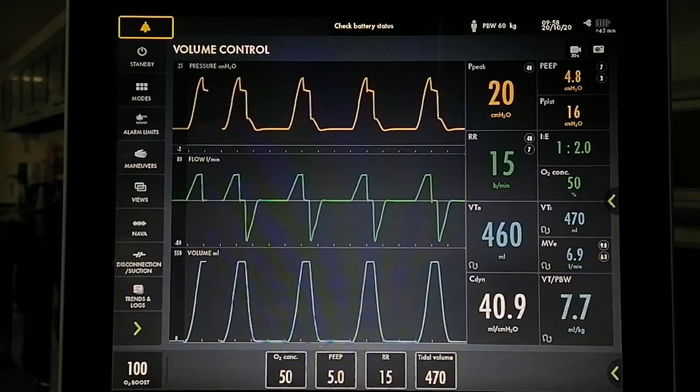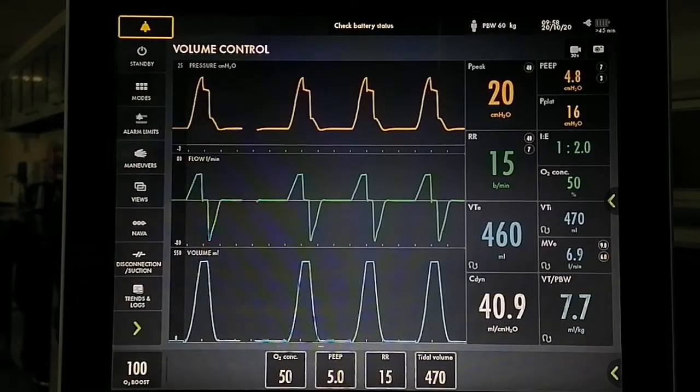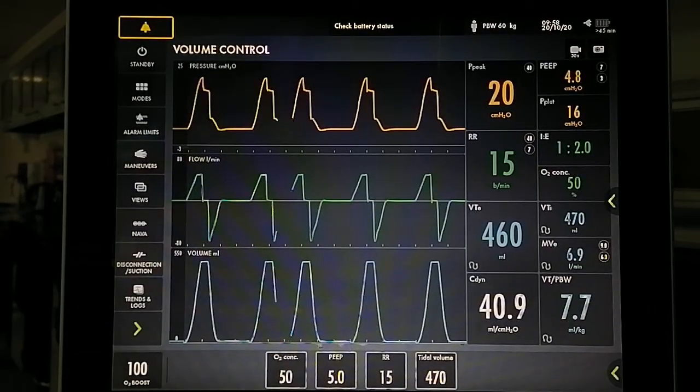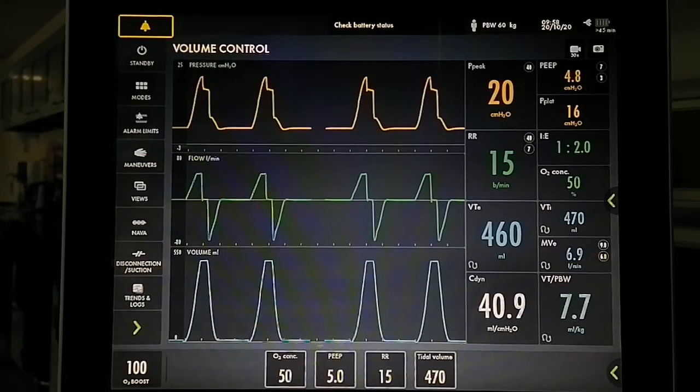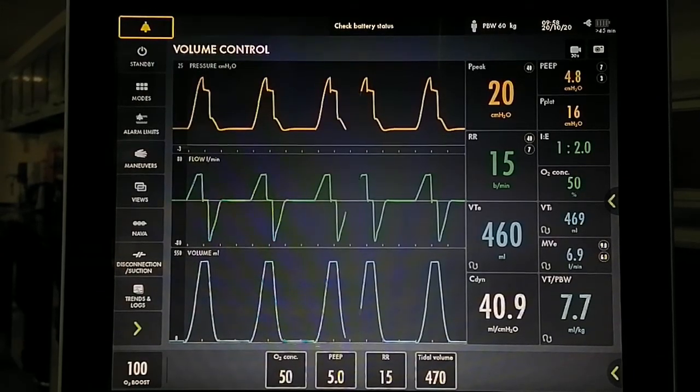So thank you so much. That is volume control, assist control mode in the Servo-U ventilator.